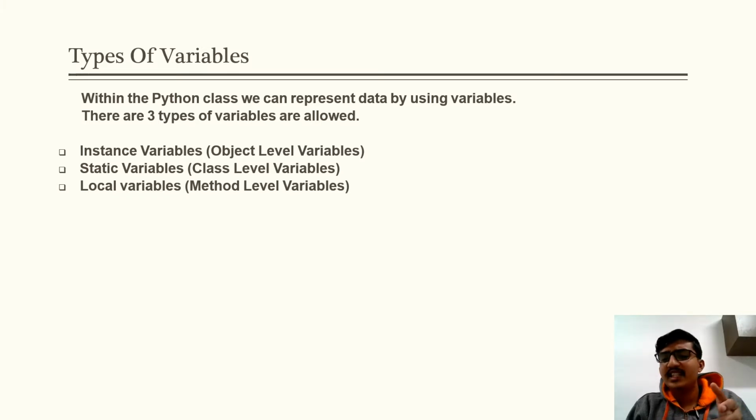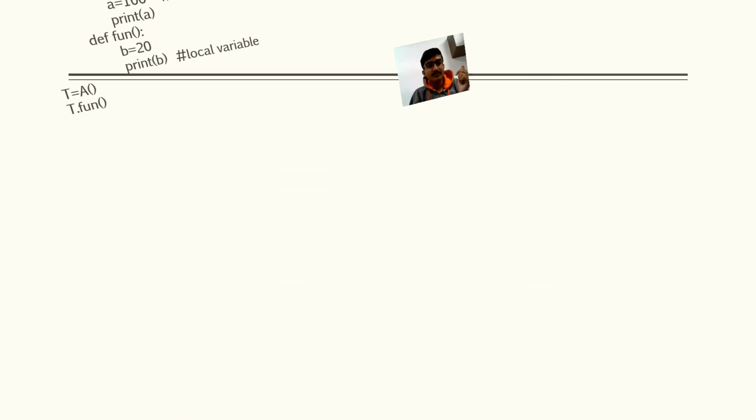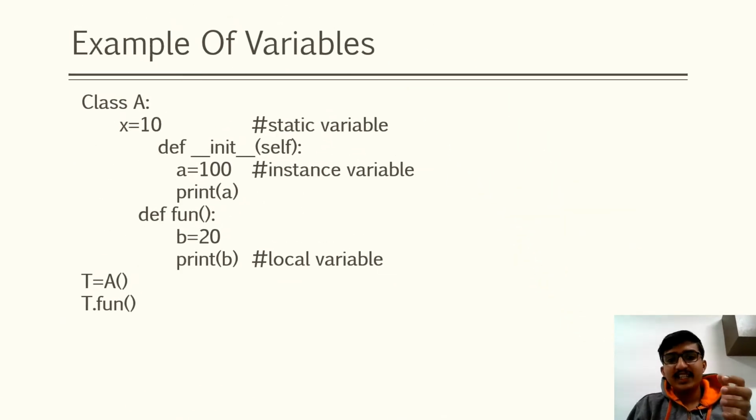An instance variable is a variable which is declared inside a class, inside a constructor. A static variable is a variable declared inside a class but outside the constructor. Local variables are the variables declared in a normal function, which have scope within that function only.